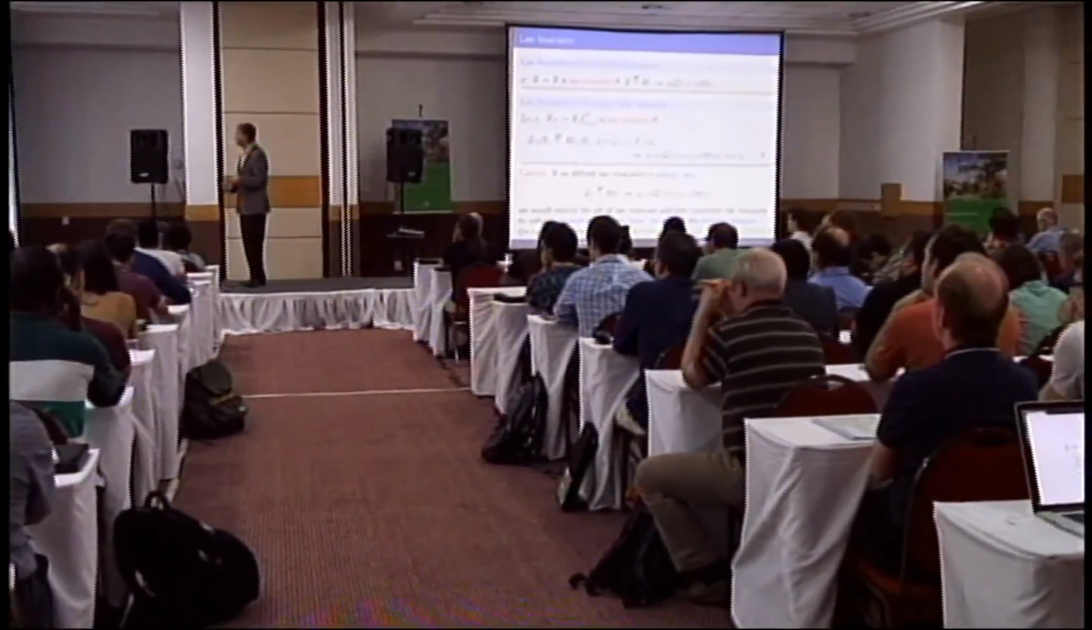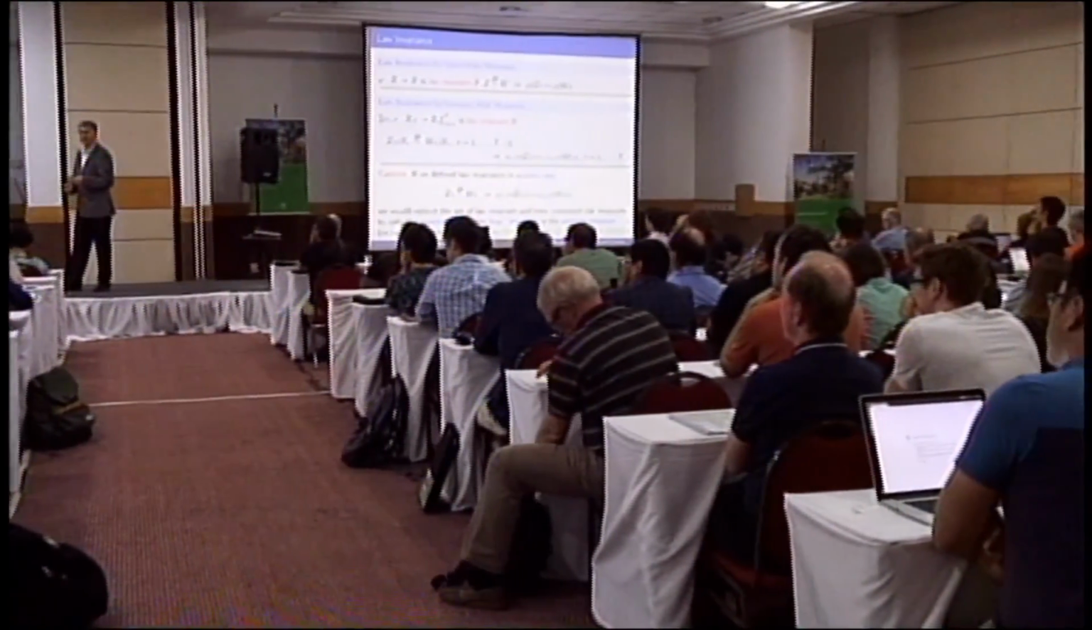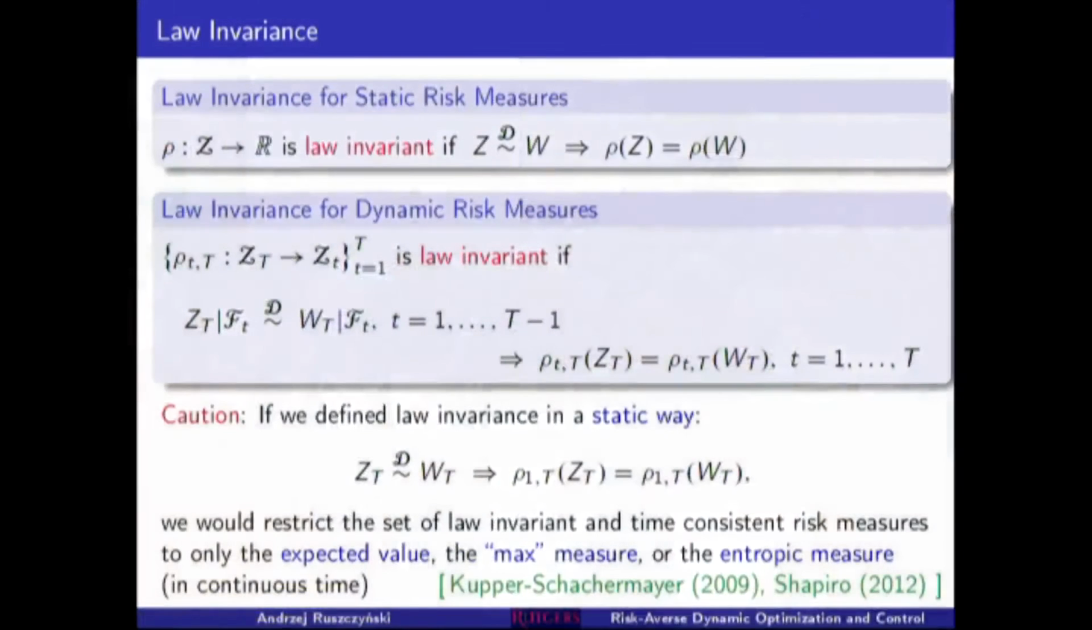So in the static case, a risk measure is law invariant if such an implication holds. Whenever two random variables have the same distribution, we evaluate their risk as the same. Okay? This doesn't follow from the earlier assumptions. It has to be assumed additionally. Okay? So this law invariance is a very well understood property, which has very many implications in the theory of risk measures that I have no time to visit to develop here.